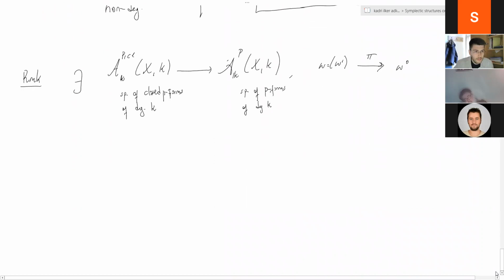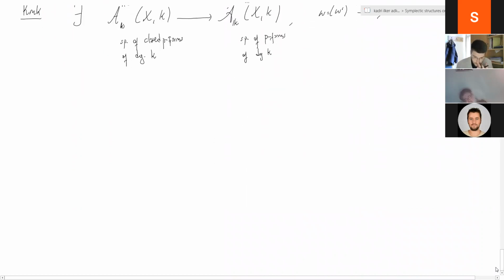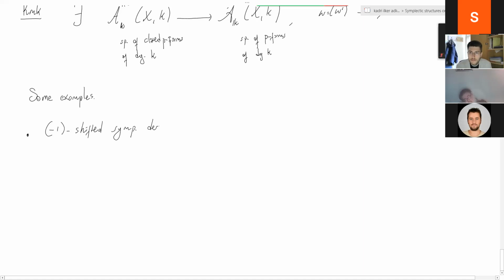Okay, so let me show you a couple of examples. Some examples and results, maybe. For instance, the first example is -1 shifted structures. Actually, they are quite handy. Okay, -1 shifted symplectic derived spaces are handy.